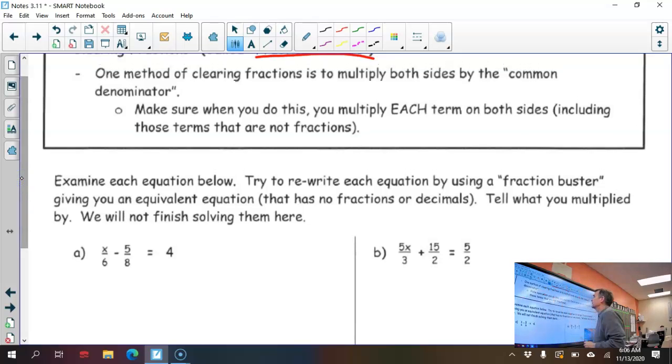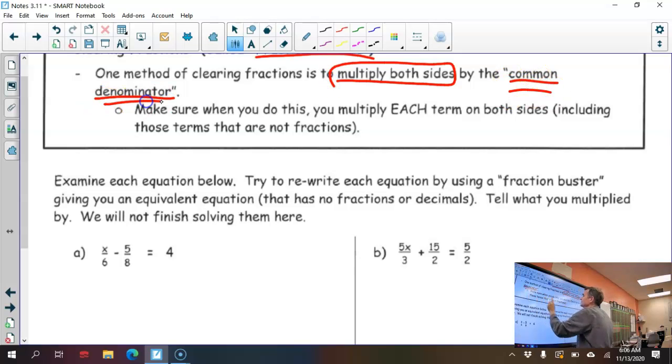So one method of clearing fractions is to multiply both sides by the common denominator. Make sure when you do this, you multiply each term on both sides, including those terms that do not have fractions, right? They still get multiplied. So your job here is to find the common denominator and multiply the entire equation by the common denominator. Now the last example or two, a little bit tricky, so stay with me. I'm not going to take that long on these.